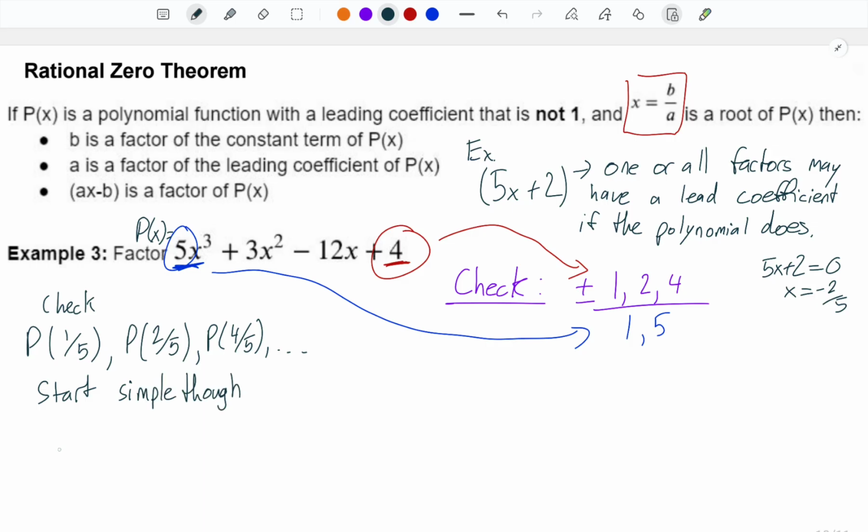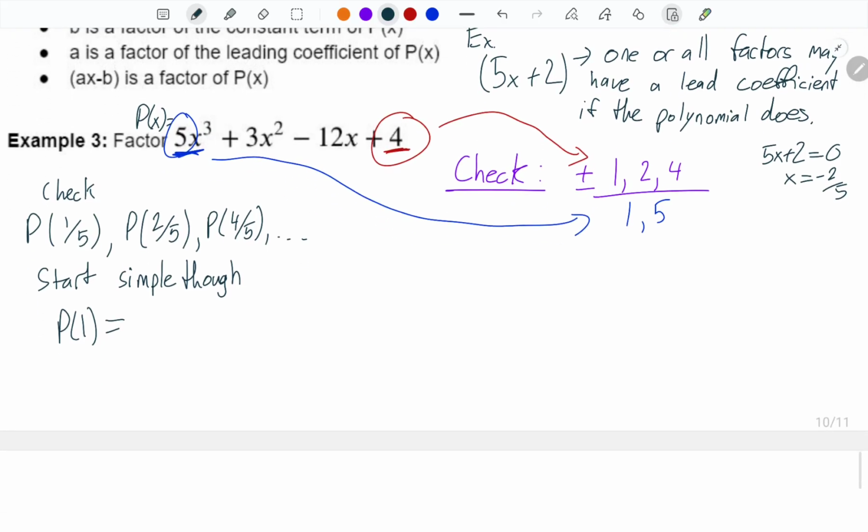So to start simple, what I mean is just, well, check p of 1. Because that's just the fraction 1 over 1. 1 over 1 is just 1. So start with just your regular integers, and then move on to the fractions if you can't get anything with the regular integers. So really, it's just kind of a last final check. So p of 1 will just be 5 plus 3 minus 12 plus 4. And guess what? That's 0. So just like that, we actually already found it. So x minus 1 is a factor.